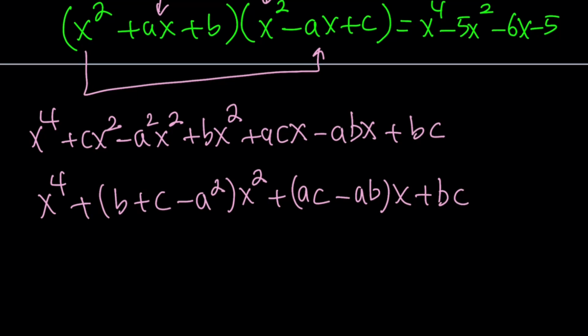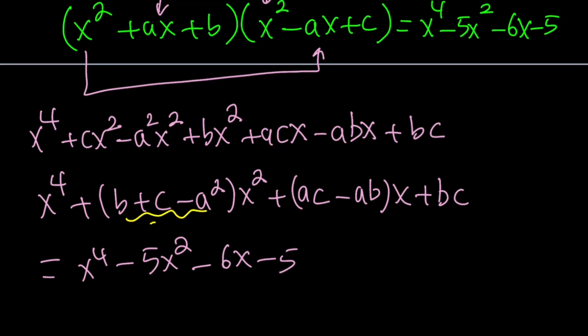Okay? Now, if you set this equal to our quartic, which is x to the fourth minus 5x squared minus 6x minus 5, you're going to notice the following. You're going to get a system of equations with 3 variables. Isn't that awesome? So this is going to be negative 5. This is going to be negative 6.